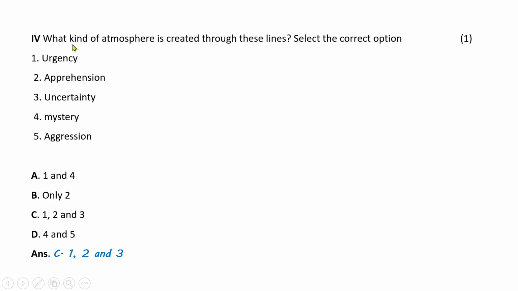Question 4, what kind of atmosphere is created through these lines? Select the correct option. So 4 words are used to describe the atmosphere: urgency, apprehension, uncertainty, mystery, aggression. Option A says 1 and 4, urgency and mystery. B says only 2, apprehension. C says 1, 2 and 3, urgency, apprehension, uncertainty. D says 4 and 5, that is mystery and aggression. The answer is C, 1, 2 and 3, that is urgency, apprehension and uncertainty.